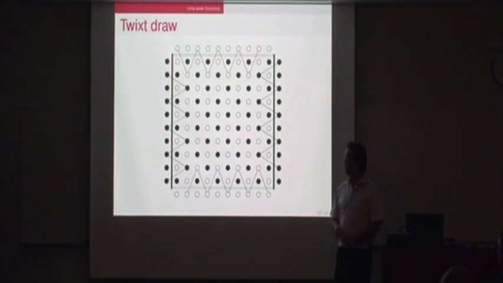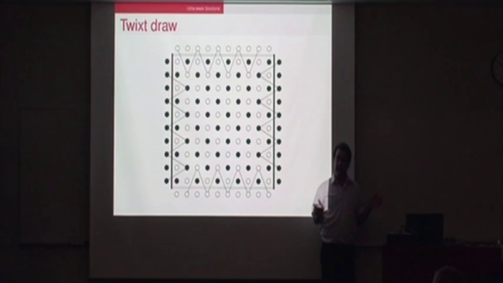For Twixt, well, there are draws. This is a drawn position, and this pattern is very easy to extend to larger sizes or smaller sizes. So we can't say, oh, Twixt is definitely a first player win, because although we can use the strategy stealing argument to rule out second player win, we cannot rule out the draws, because then it's possible to come up with draws.